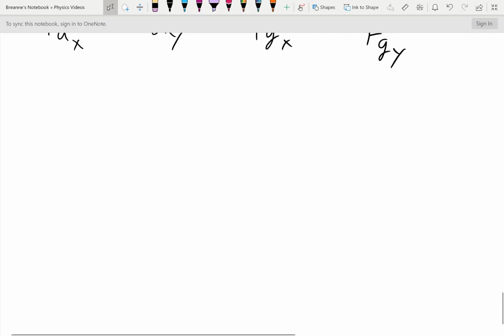Number 4. What are the 3 laws of Newton? So the first one is pretty much the law of inertia.